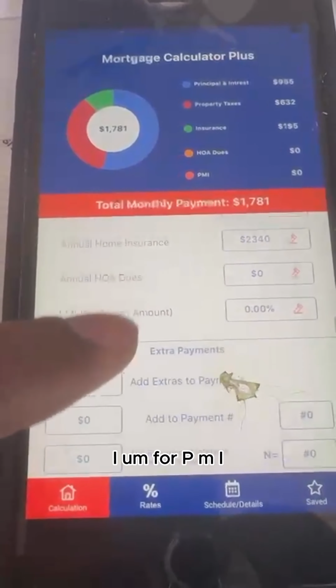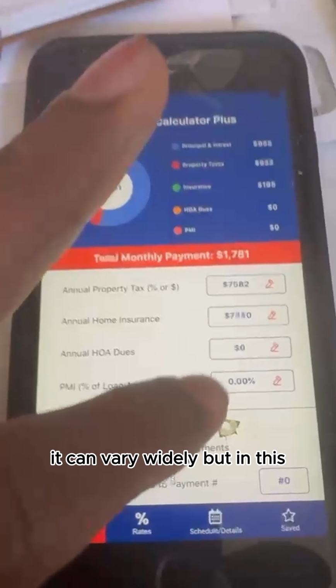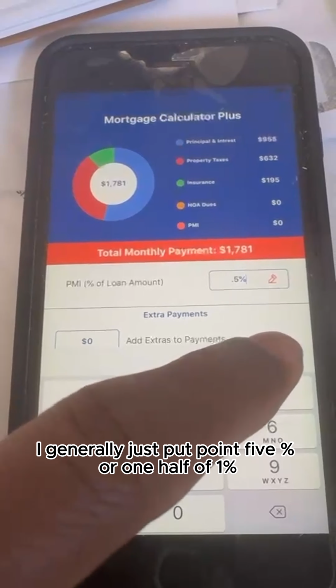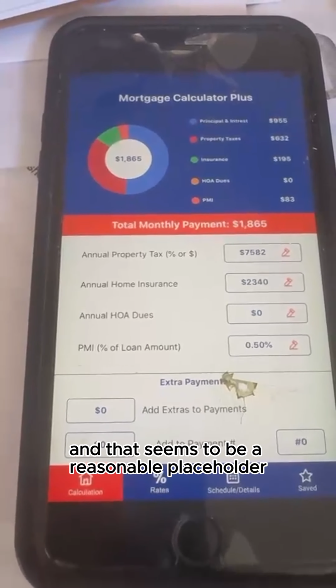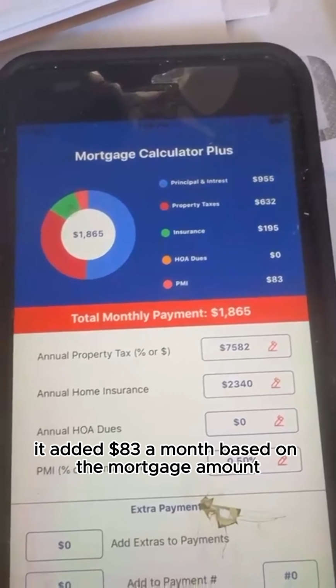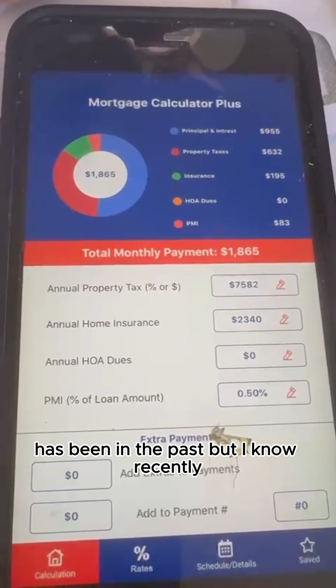For PMI, it can vary widely, but in this, I'll generally just put 0.5%. And that seems to be a reasonable placeholder. In this case, it added $83 a month based on the mortgage amount. And that's the range of where mine has been in the past.